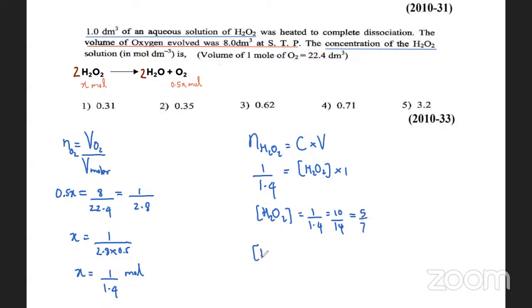What is it, people? I think it should be 0.71. Anyone who got 0.71? Very simple. Yeah, that's a simple one. Good. So the answer is 4. Clear? Right. That's done. And now let's move on to the next part.